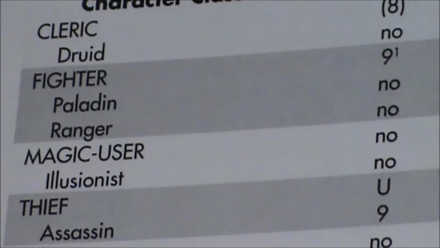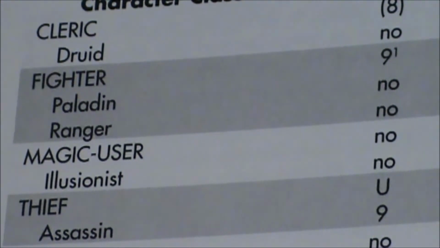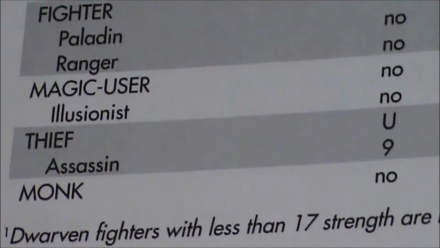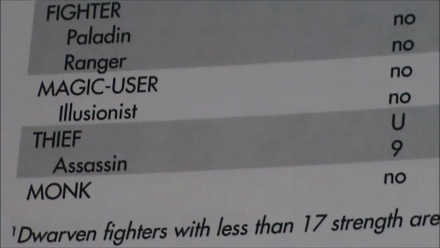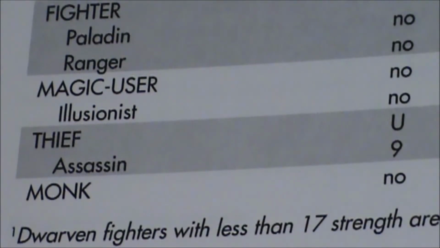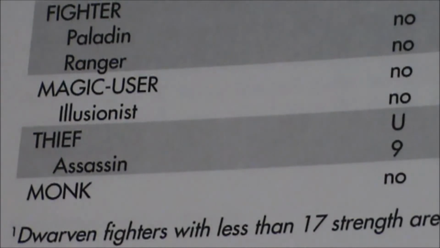No paladin dwarves, no ranger dwarves, no magic user or illusionist dwarves. Thief. Well, the U there, that's unlimited. You could progress as high as you can as a dwarven thief. And an assassin, you capped at level 9.